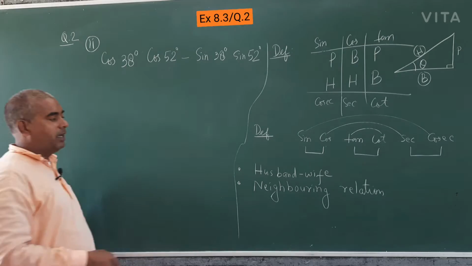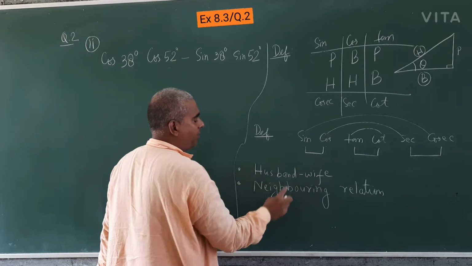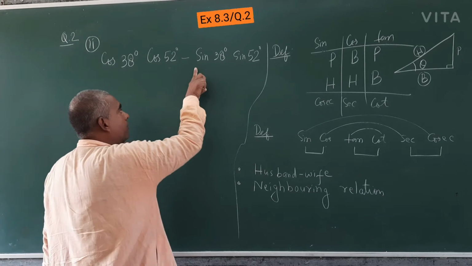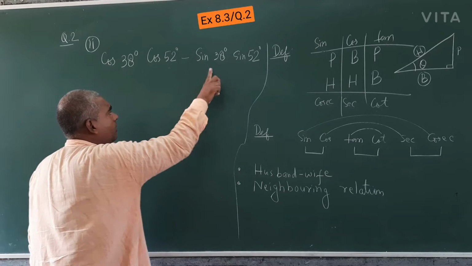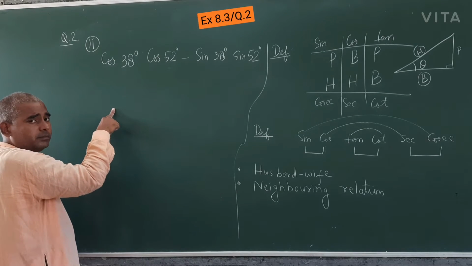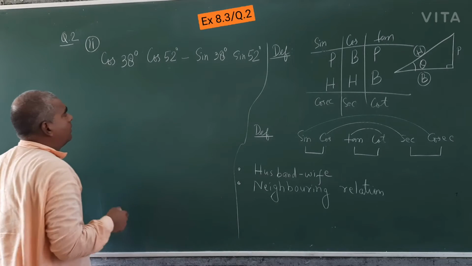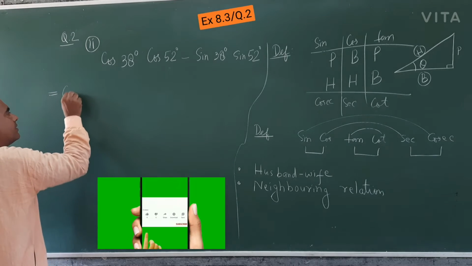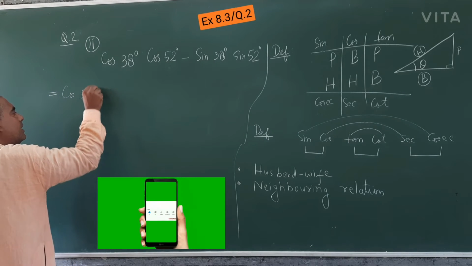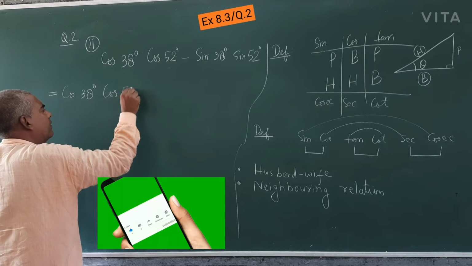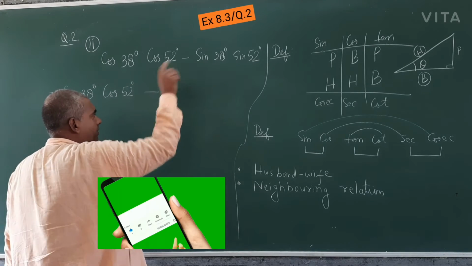So we will have to apply the formula, the neighboring relation, 90 minus theta. And what will you do? We will change only one, either this or this. So let me change this, or you may change this also. Otherwise let me write this as it is: cos 38 degree cos 52 degree, and I will change this one.